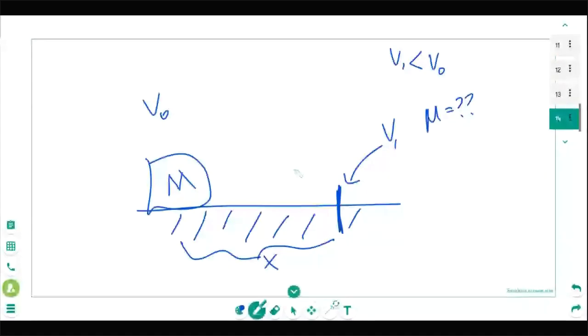Okay, so we have this box going on a rough surface over a distance d, and it slows down. We'll leave it as is right now. You may see cases where v1 becomes 0 or comes to a stop, but this will work for right now.